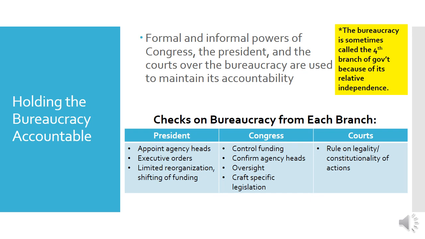If they feel the bureaucracy is misinterpreting a law that they had passed, they can go back and be more explicit in how that law words things so that it's very clear. And then finally, the courts, having the power of judicial review, can rule on the legality or ultimately the constitutionality of different actions pursued by the bureaucracy.